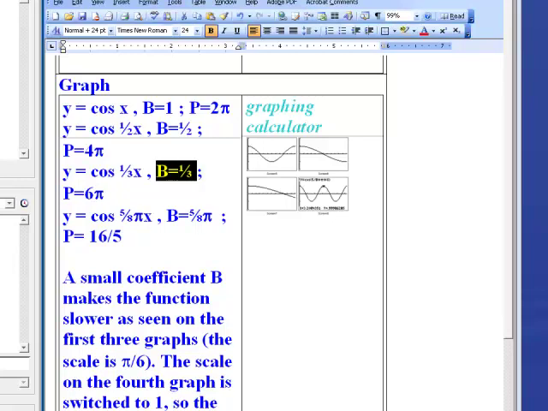Then 1/3 x, so b equals 1/3, p equals 2 pi over 1/3, which is of course 6 pi. Then we're going to have b equals 5/8 pi, and we divide 5/8 pi into 2 pi. Let me just show the last 2 here how that came about. So that equals originally 2 pi divided by 1/3, and as you can see, that comes out to 6 pi.